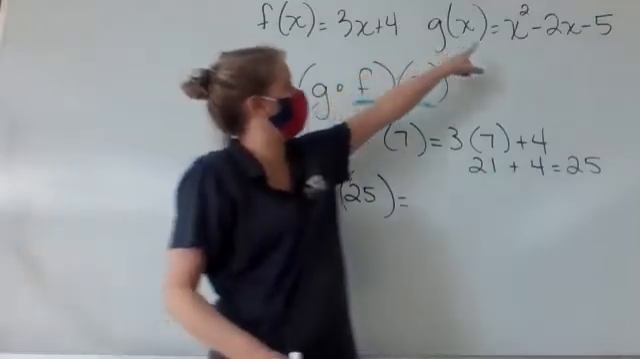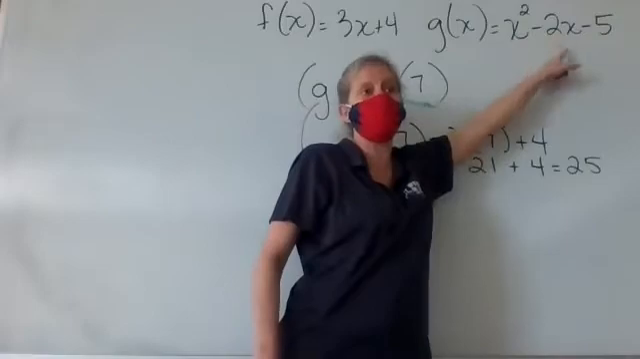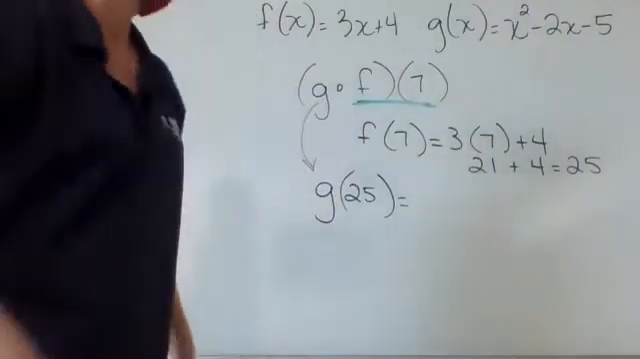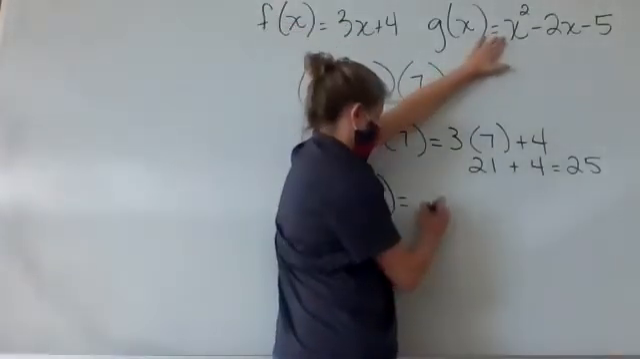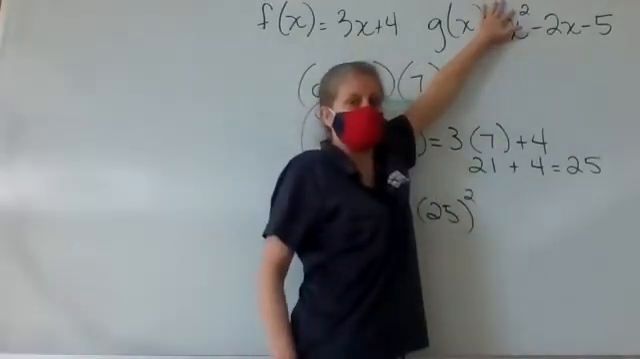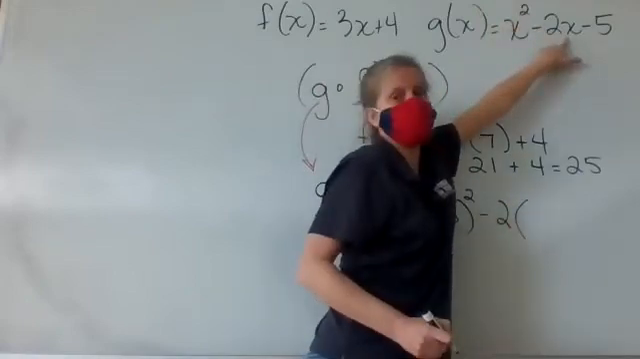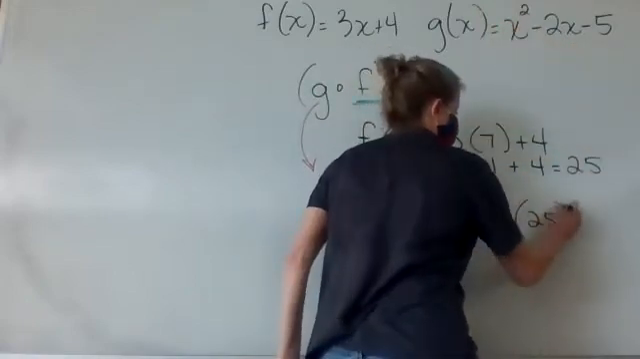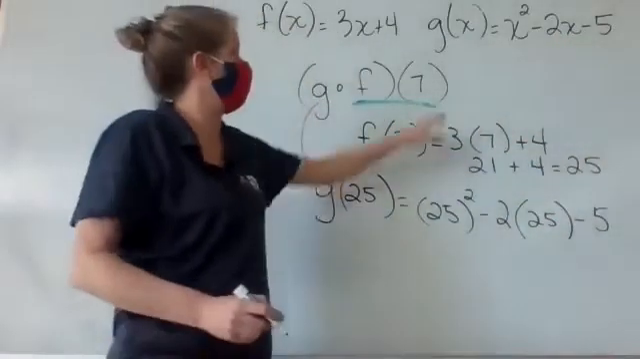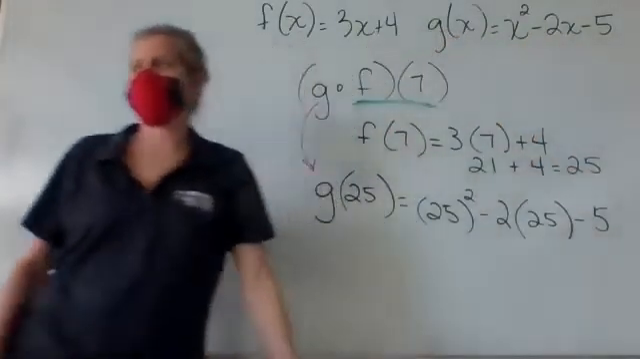Go to my g function, and every time I see an x, I see more than one x, but every time I see it, I'm going to put in the 25 in its spot. So let's see, the first thing I have is an x, so I'll put in 25 squared minus 2, there's another x, so I'll put in the 25, and then the minus 5. So again, I just went up to g and put 25s in both of those x spots.